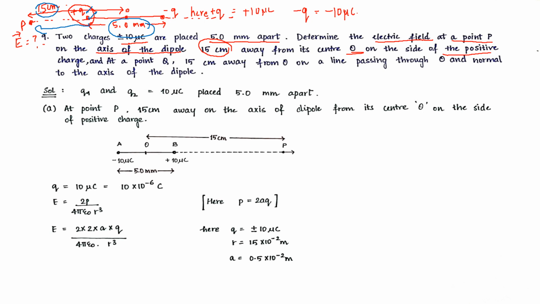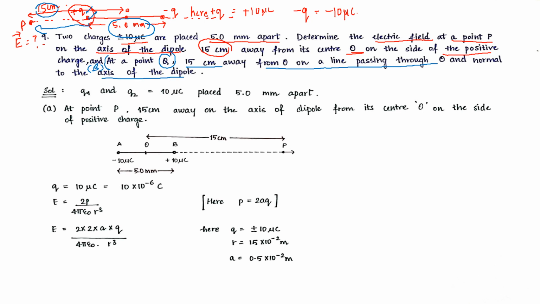Now, at point Q, another question, this is the B part of the question. The question in the book is given as a whole, but whenever we read a question, we need to understand what they want as A and what they want as B. So this is the B part. What they are saying: at point Q, capital Q, 15 centimeter away from the O on the line passing through O and normal to the axis of dipole.